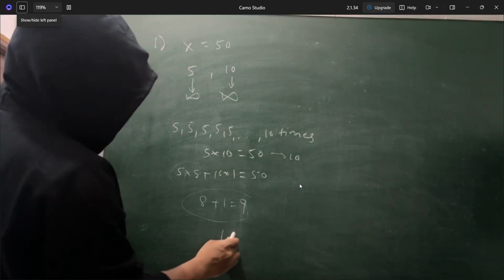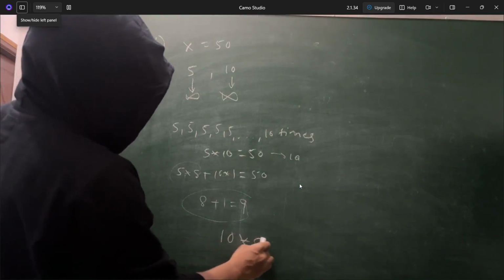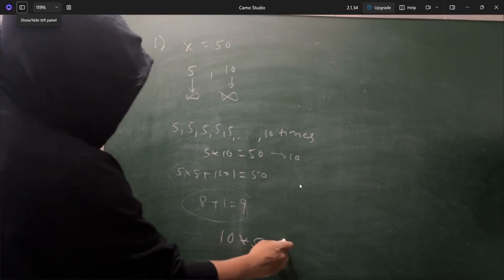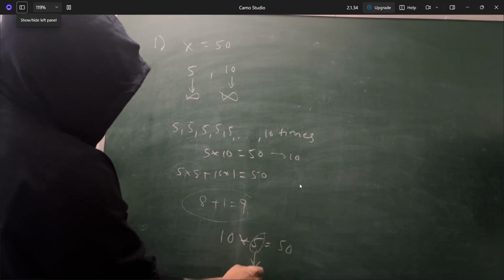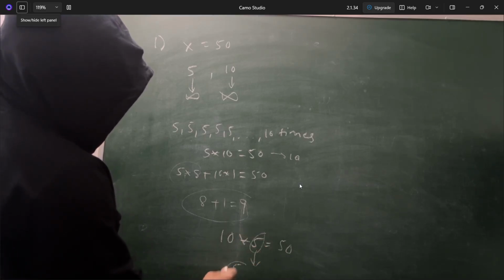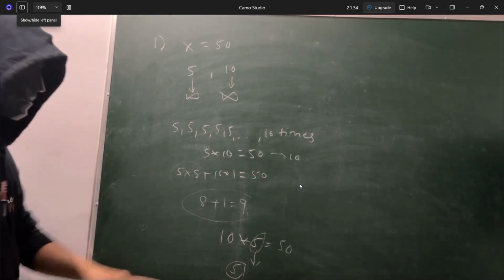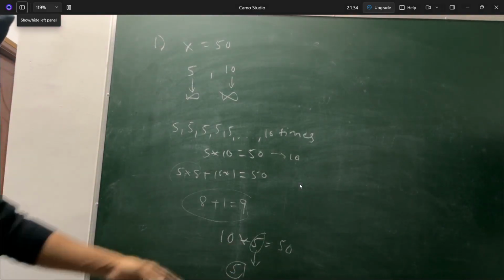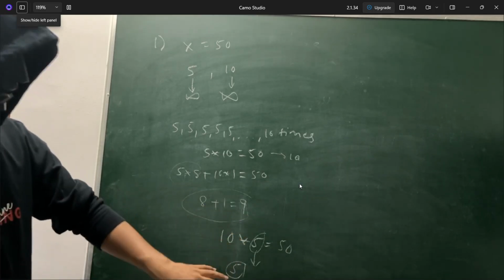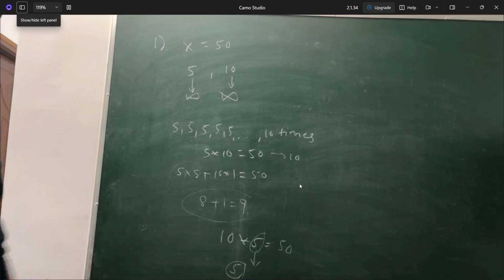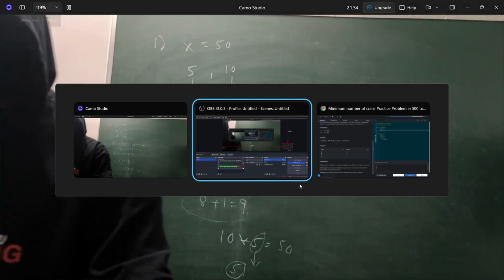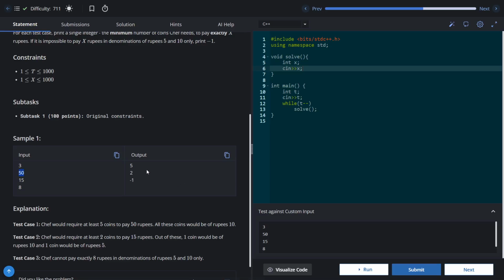So now let's say he gives 10 rupee coins 5 times, then it will be 50 only, right? So in this case, if you see, only 5 coins are being spent. 10 rupee coin 5 times, only 5 coins. So it is much lesser than the 10 and 9. So this is the optimal answer. So let's see that we have 5 here, which is correct.